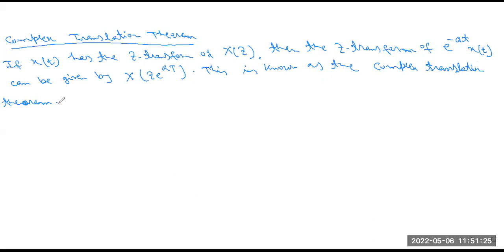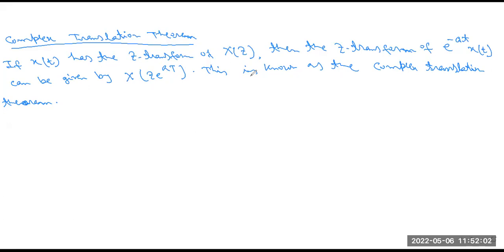So the complex translation theorem: if x of t has the Z transform x of z, then the Z transform of e to the power at x of t can be given by x of z e to the power at. This is basically called the complex translation theorem. Here you can see this is basically a multiplication property. One is the polynomial function attached here, and complex functions are attached here.